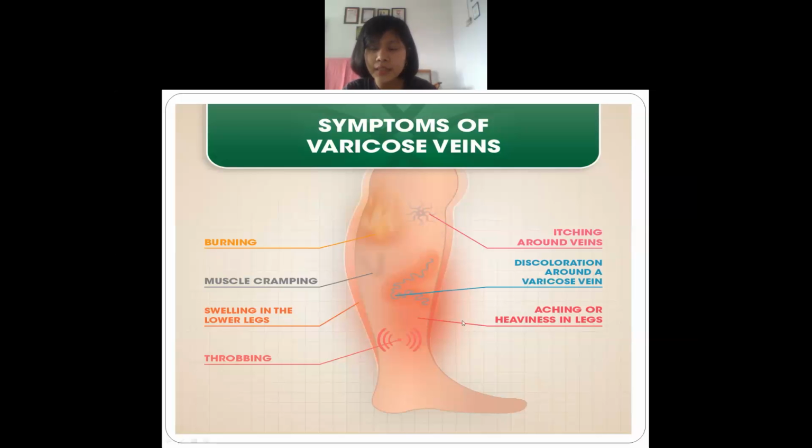And next is the leg will pain. The leg will pain, and you will feel that the leg will be heavy compared to the normal leg. Compared to the normal leg, the affected part, that is the varicose vein portion, will pain. It will pain as well as it will be heavy.